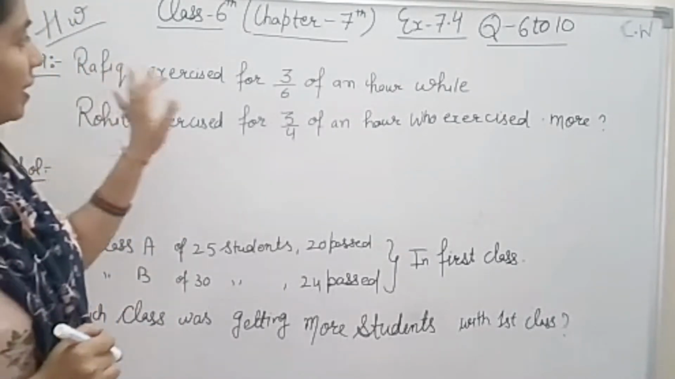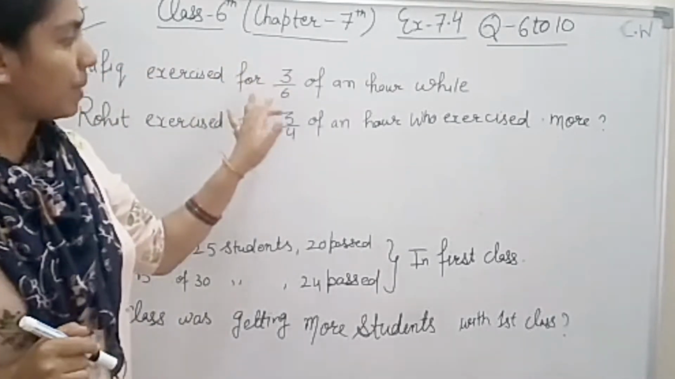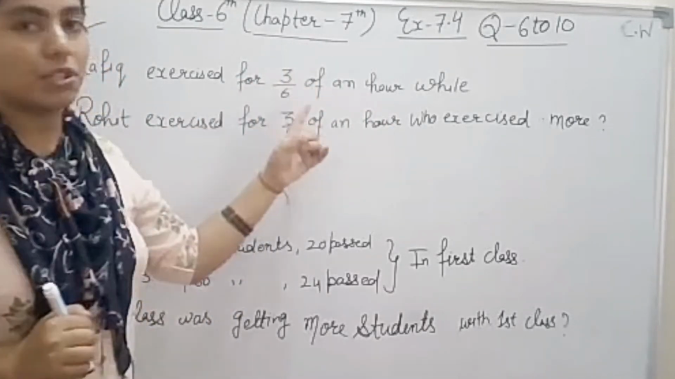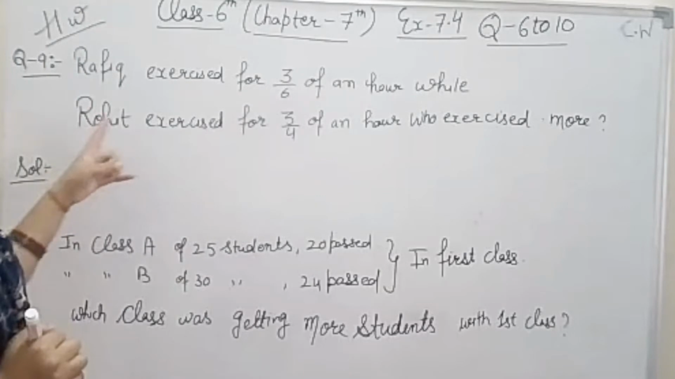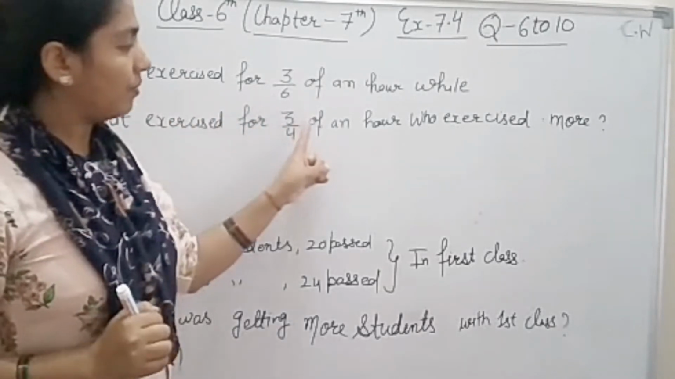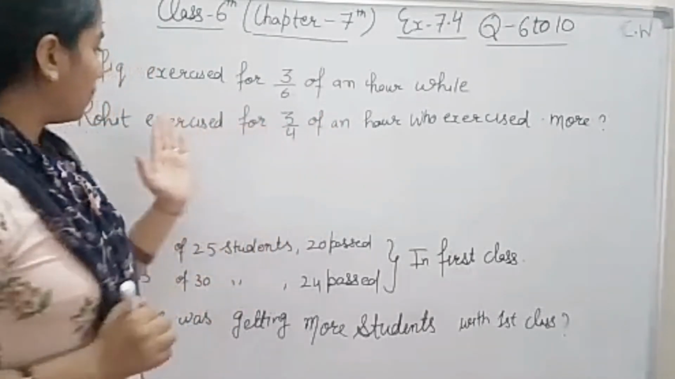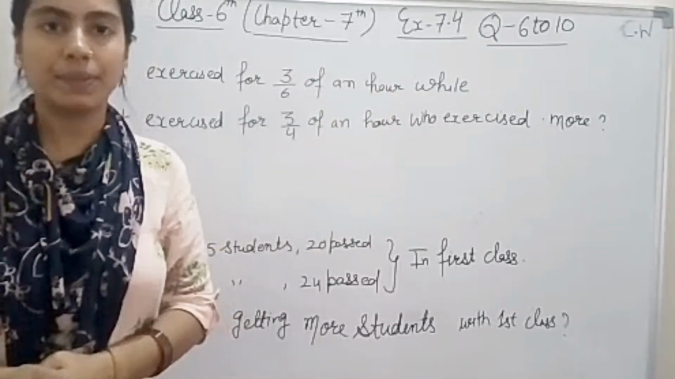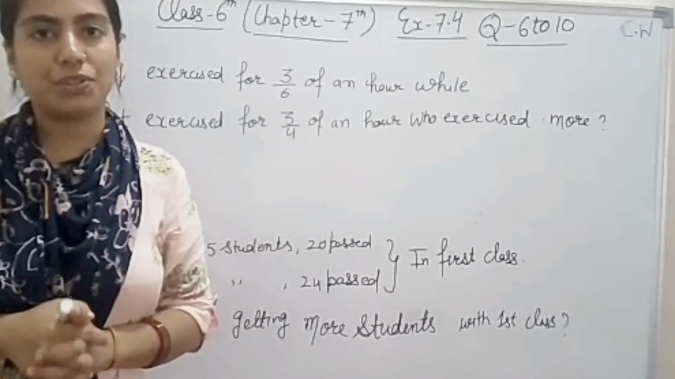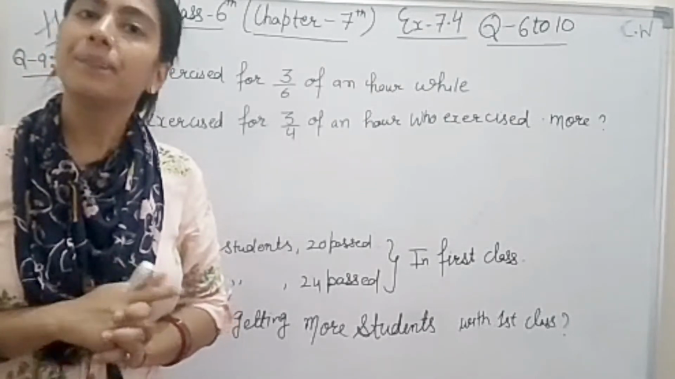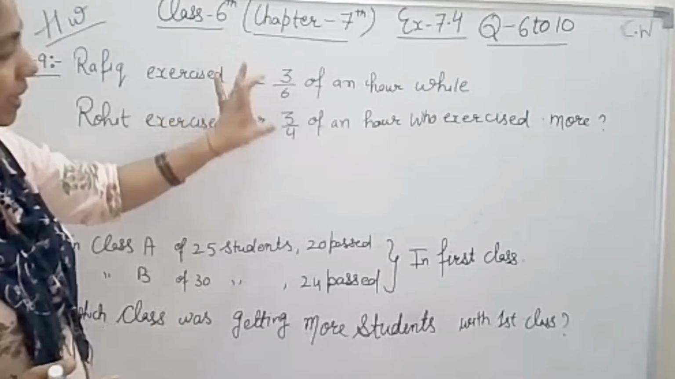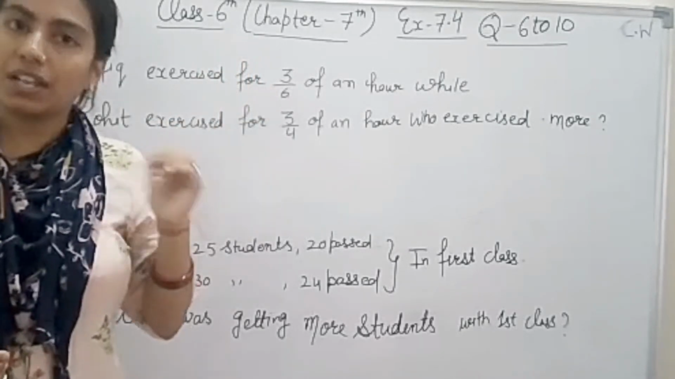Question number 9: Rafiq exercised 3 by 6 of an hour. Means in 1 hour he exercised this much part, and Rohit exercised 3 by 4 of an hour. Means Rohit exercised this much. Who exercised more? The same type of question which we have done in question number 8. Here both the terms we are having in a fraction.